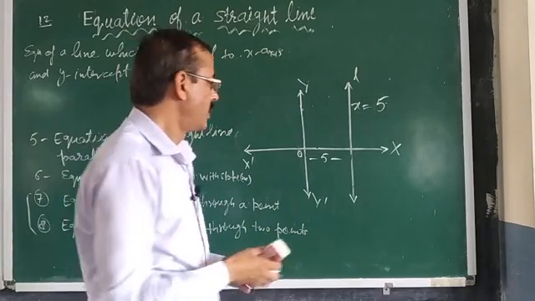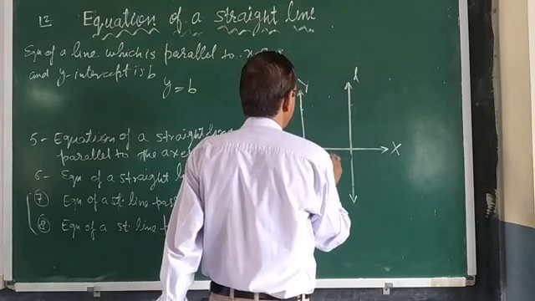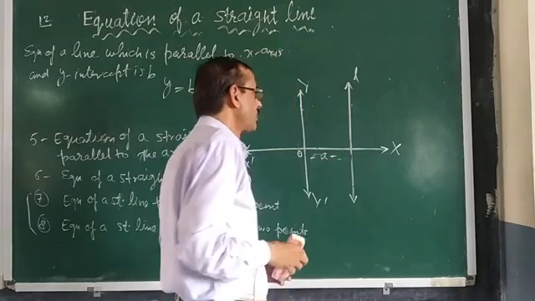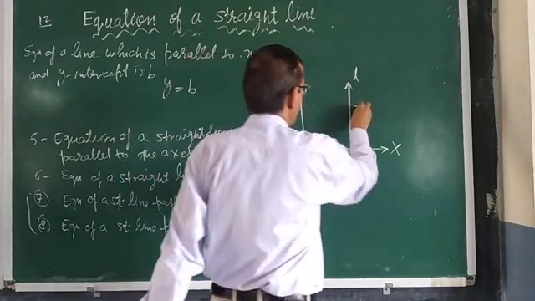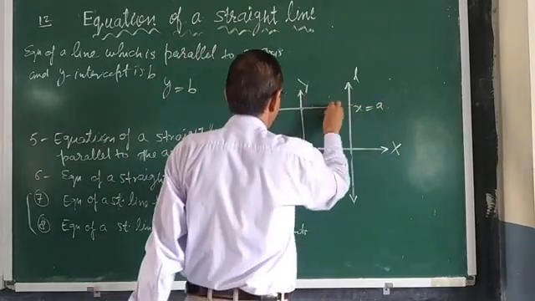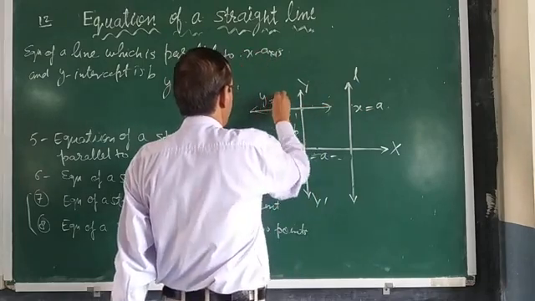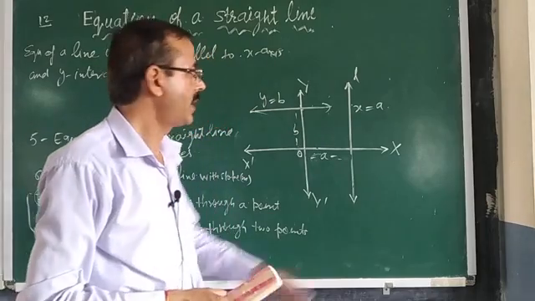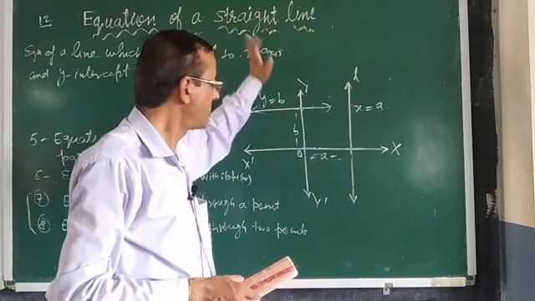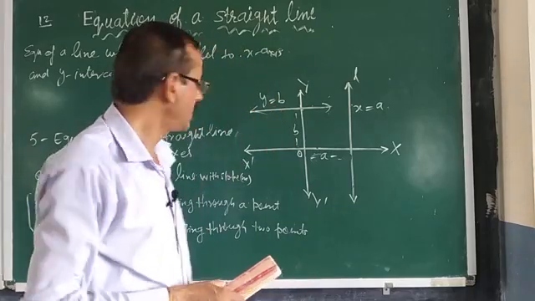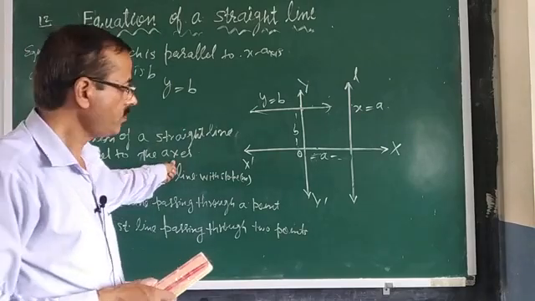ठीक है? So you have to keep in mind that the equation of a straight line which is parallel to the y-axis will be x is equal to a, and the equation of a straight line which is parallel to the x-axis is y is equal to b. Parallel to y-axis, x is equal to a, and parallel to x-axis, y is equal to b. Clear? This was the equation of a straight line parallel to the axis. Okay.